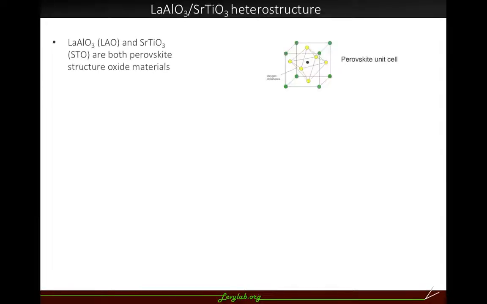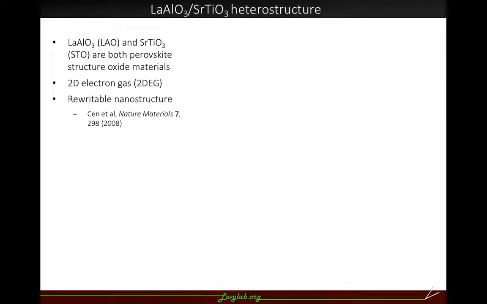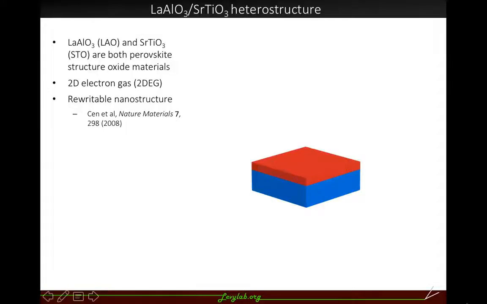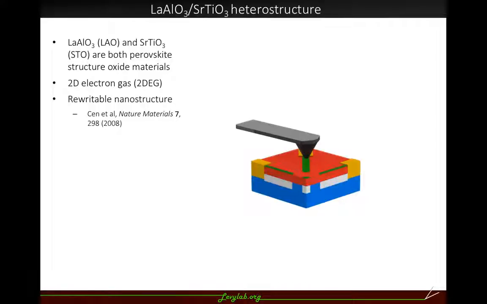Lithium aluminate and strontium titanate are two kinds of perovskite structure oxide materials. The extraordinary thing about this heterostructure is that once the top lithium aluminate is more than 4 unit cells, a layer of 2D electron gas forms at the interface. When the LaAlO₃ is between 3 and 4 unit cells, the interface is insulating, but we can make it conductive by sketching with an AFM tip with a positive voltage. So the interface becomes a canvas for creating nanostructures on demand.